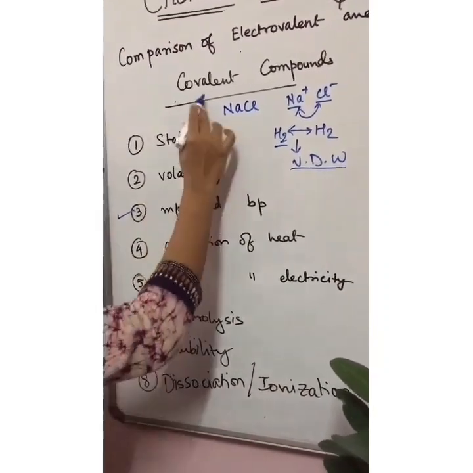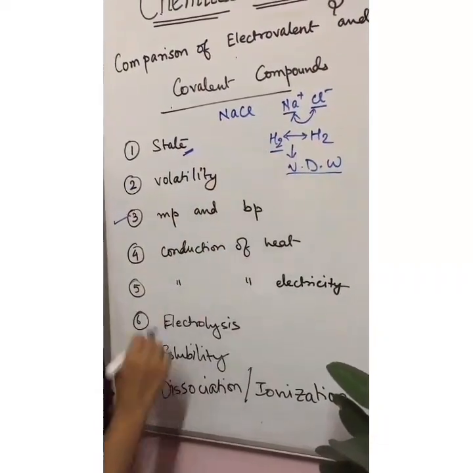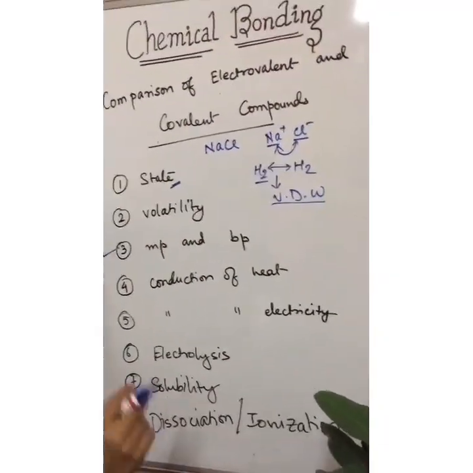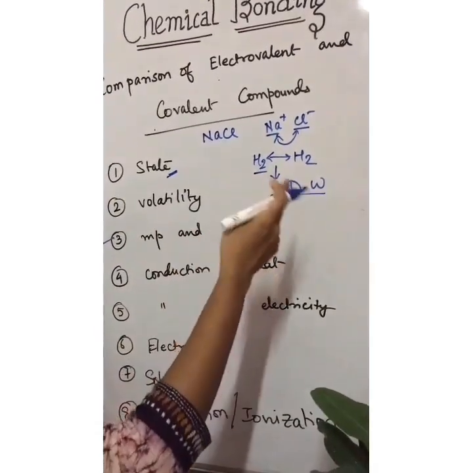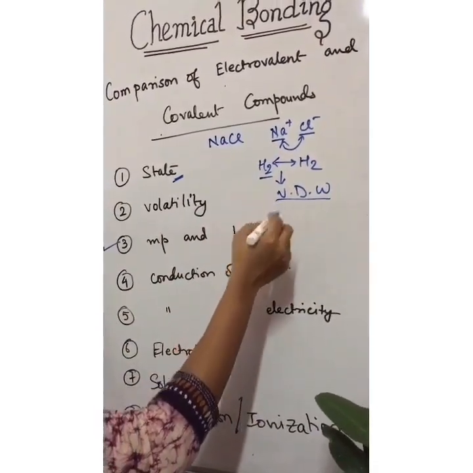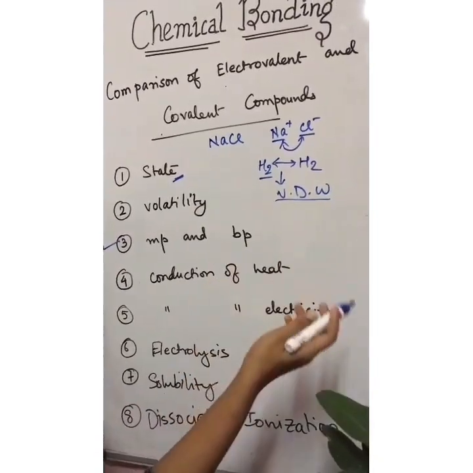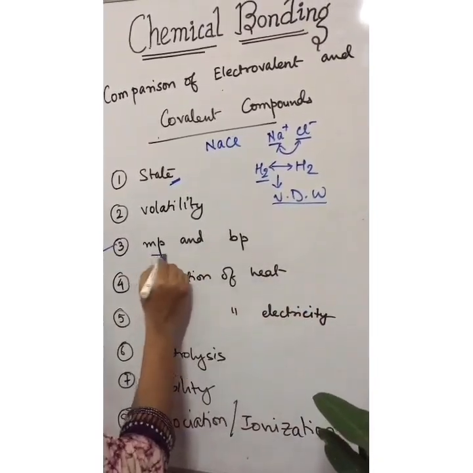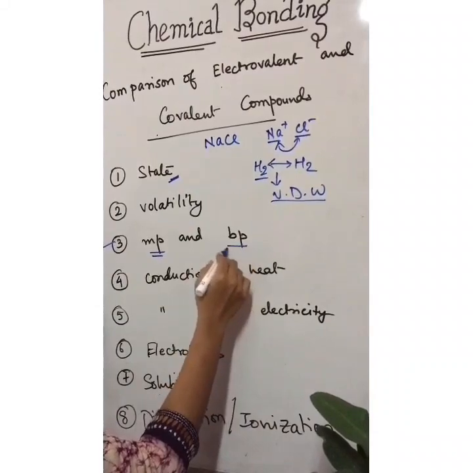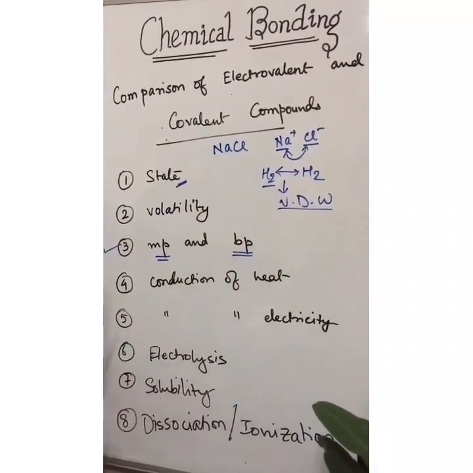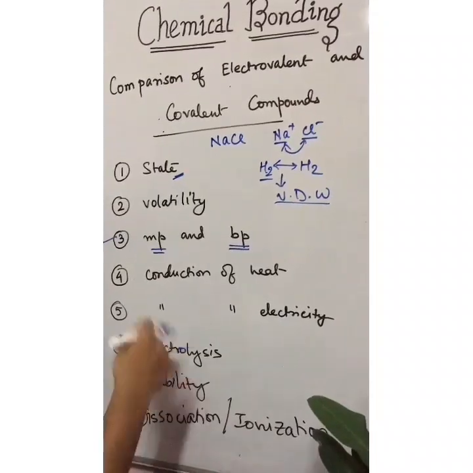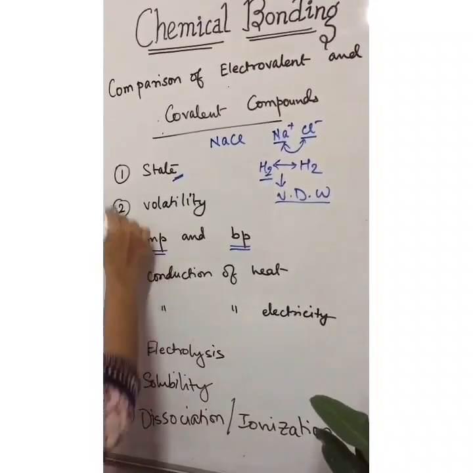The third point is melting point and boiling point. Since in electrovalent compounds there is a strong electrostatic force of attraction, a large energy will be required to break it. So when you require a large energy to melt or boil it, it will have a high melting point as well as a high boiling point compared to covalent compounds, which have a very weak van der Waals force of attraction.